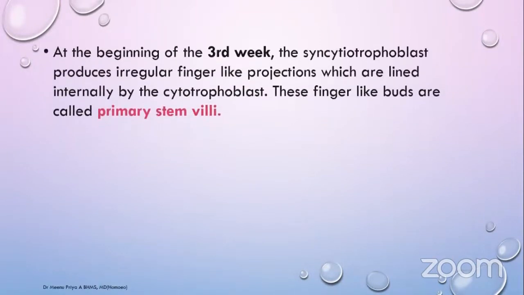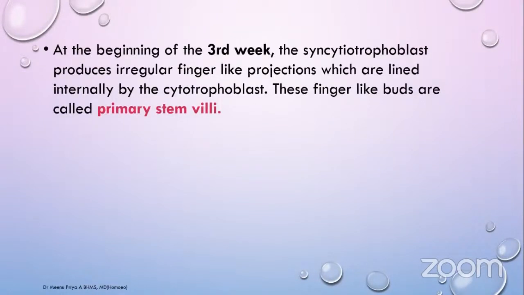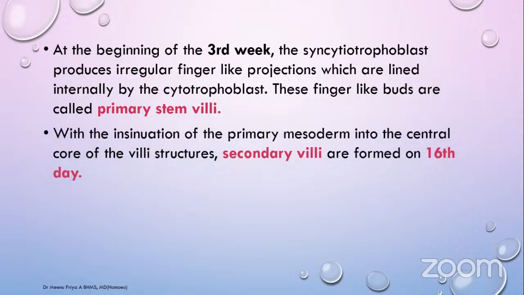And at the beginning of the third week, the syncytial trophoblast produces irregular finger-like projections, which are lined internally by the cytotrophoblast, and these finger-like buds are called primary stem villi. So this syncytial trophoblast is the outer layer, and it produces finger-like projections that become primary stem villi. And with the insinuation of the primary mesoderm into the central core of the villi structure, secondary villi are formed. So in the third week, primary stem villi are formed. Secondary villi are formed on the 16th day.